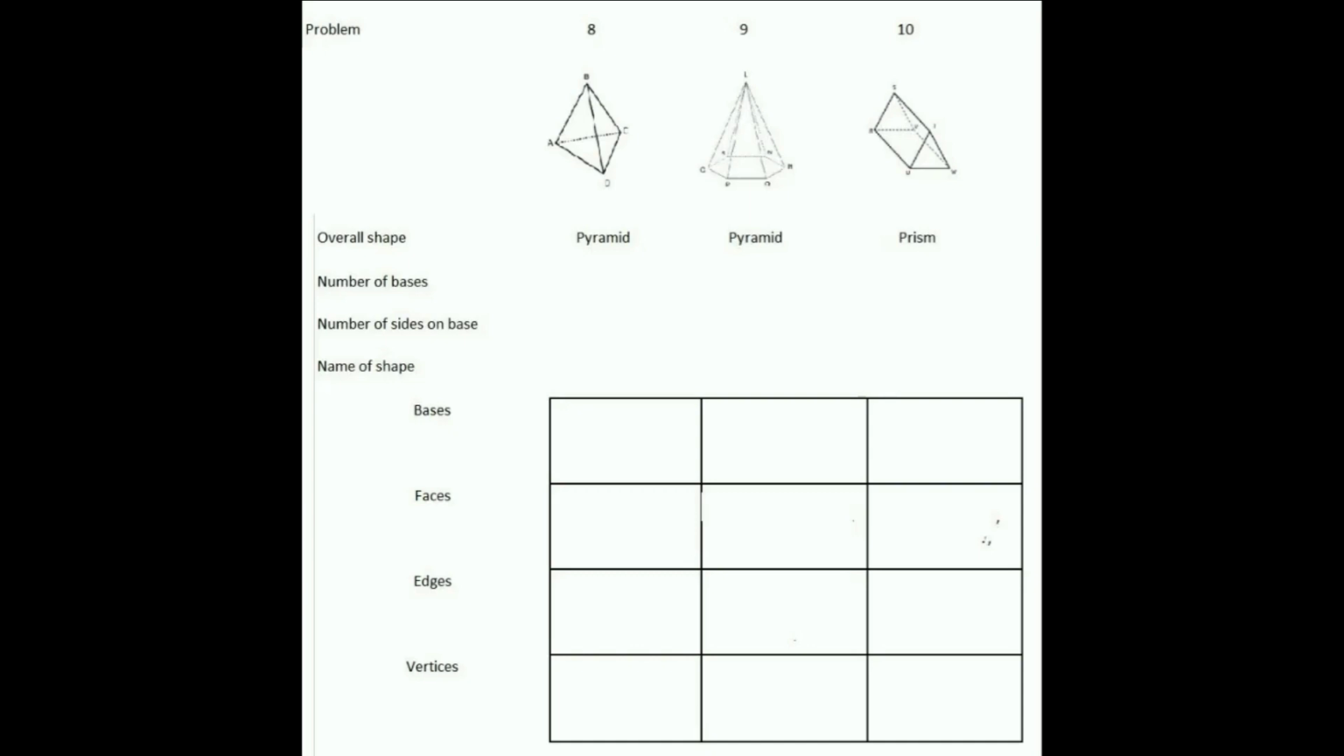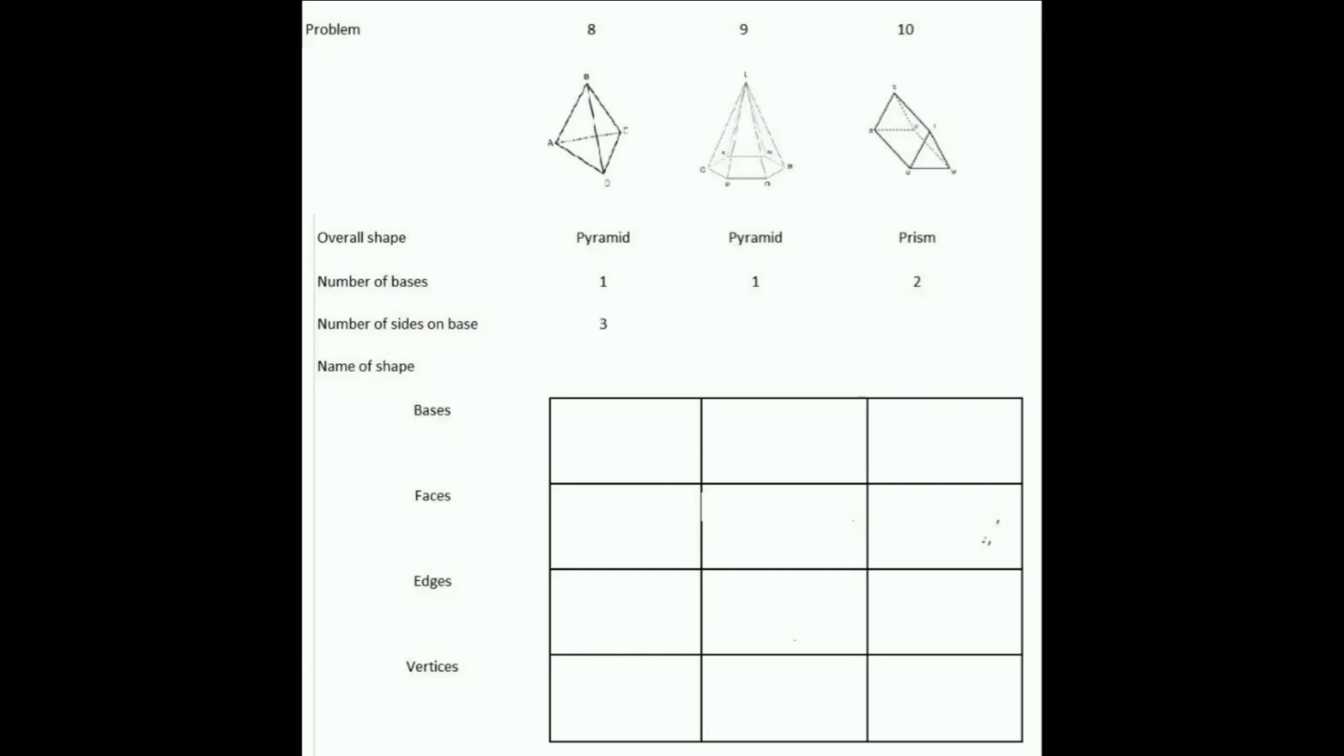Number of bases. For number 8, we have 1 base. For number 9, we have 1 base. And all pyramids have only 1 base. So whenever you see a pyramid, just think there's only going to be 1 base. For a prism, we have 2 bases. And remember, the definition for a base is that you have 2 parallel congruent faces, and in that prism we have 2 triangles, one at the front and one at the back, that serve as our 2 bases, and we'll look at that a little more closely in a few minutes.